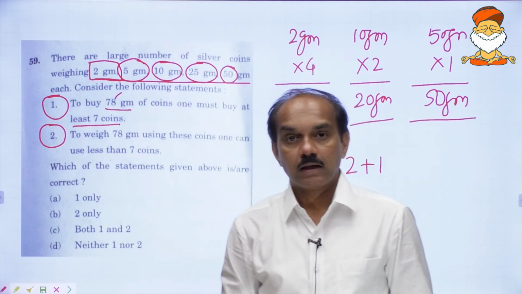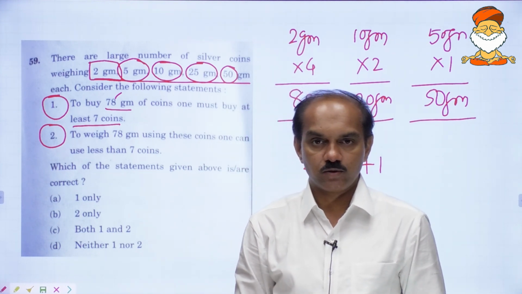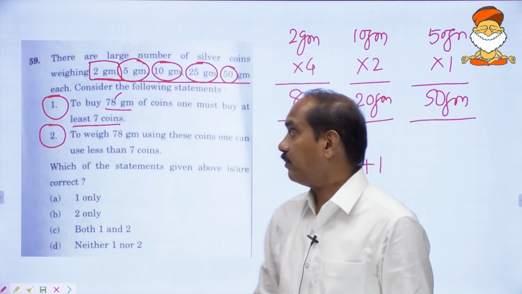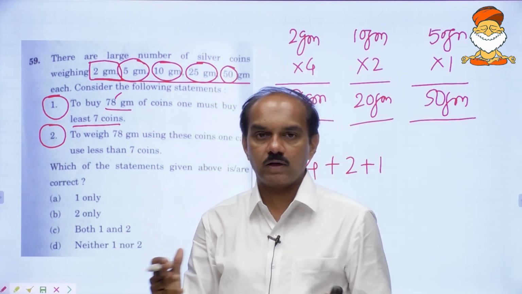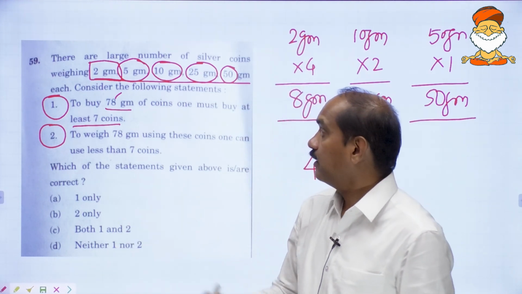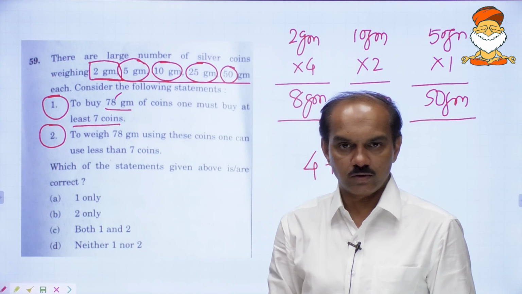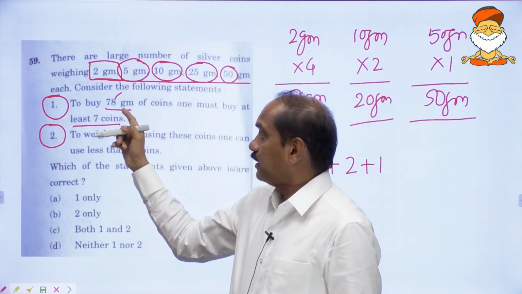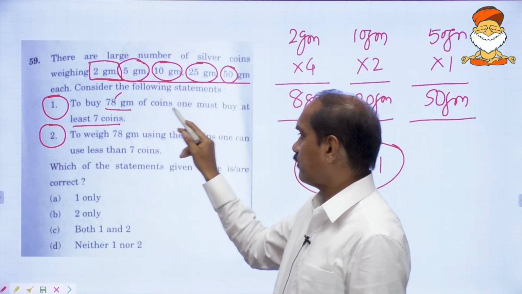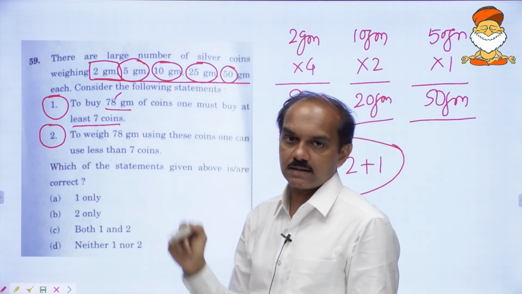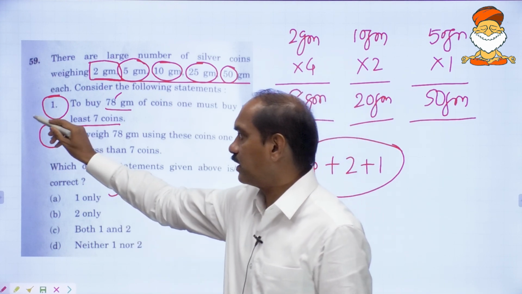Why is it minimum? Because there are many combinations that you will get to see for 78 grams. The reason being, you can use only 2 gram coins. 39 coins you can go with, right? Or you can go with 5 gram coins, a few, and then use 2 gram. But the minimum, he is asking you, minimum is this thing. So to buy 78 gram of coins, one must buy at least these 7 coins, and this is how it is, 7 coins. Therefore, 1 is correct, undoubtedly.